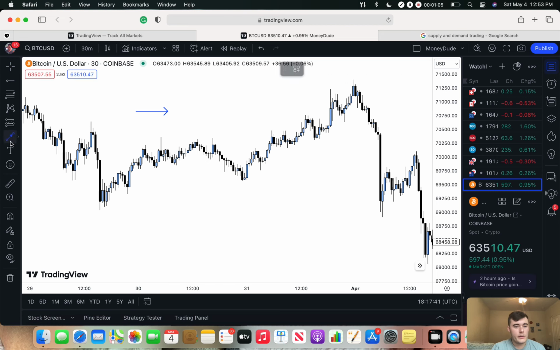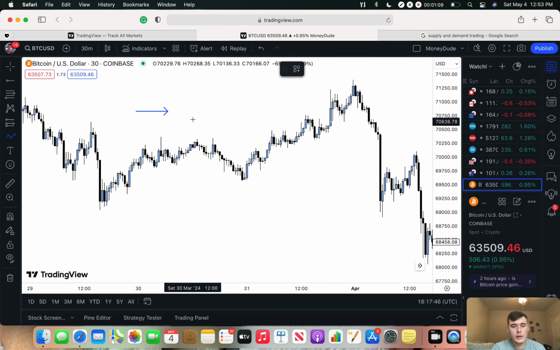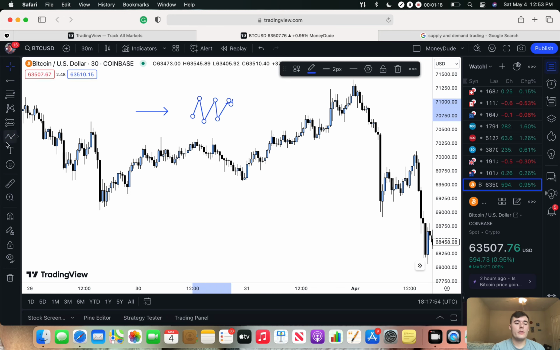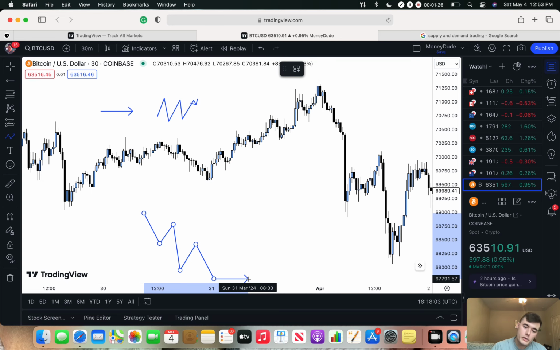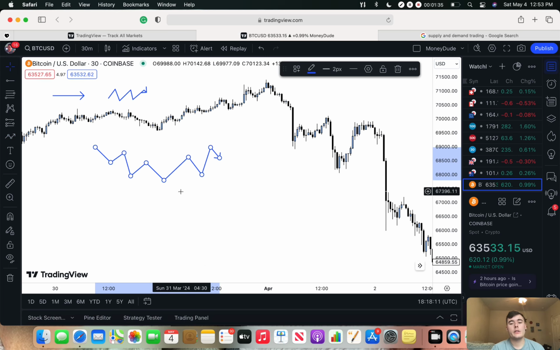This is what consolidation looks like. Up, down, up, down, up, down, up, down. It's not what we want to be using this strategy for. We want to use this strategy for when we have lower low, lower high, lower low, lower high, lower low. We have something trending in the market, or higher high, higher low, higher high, higher low. That lets us know that the market is moving in a specific trend.